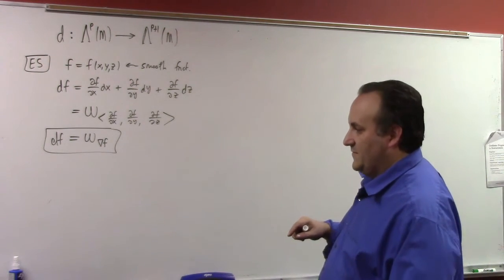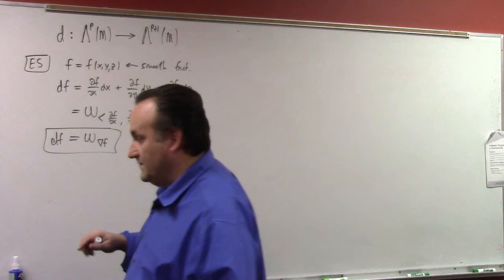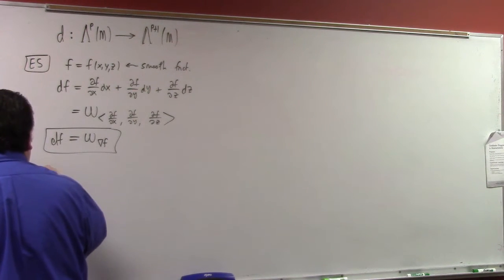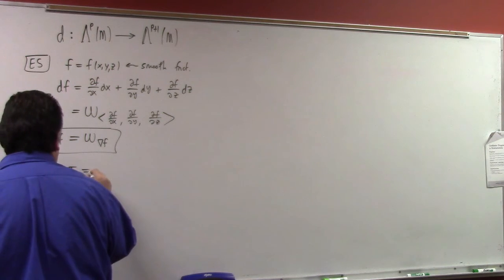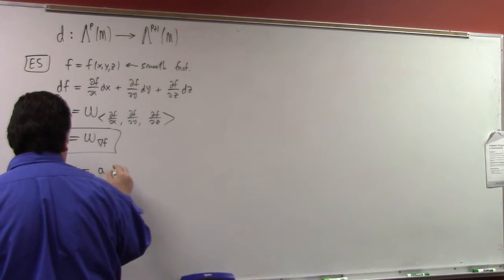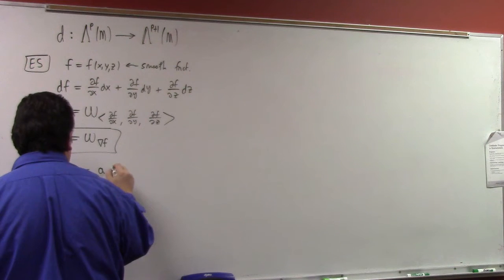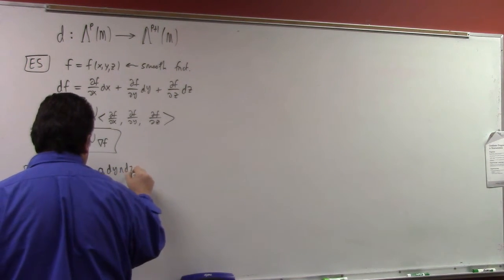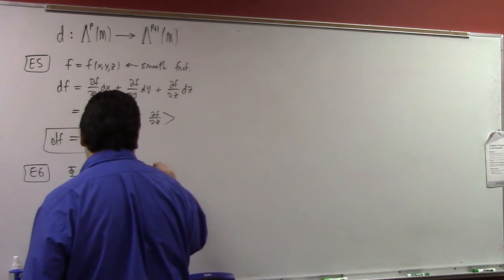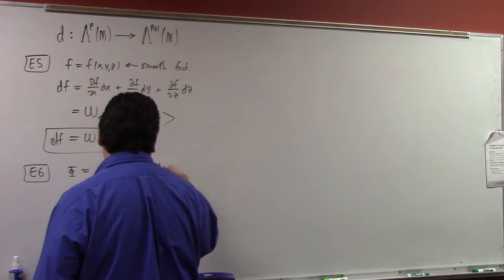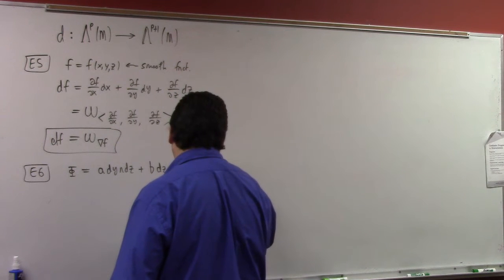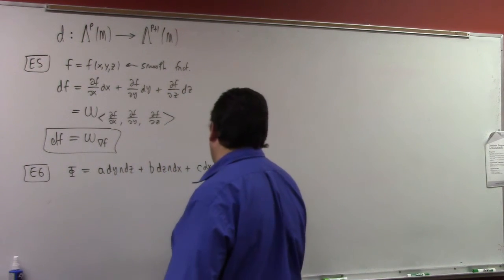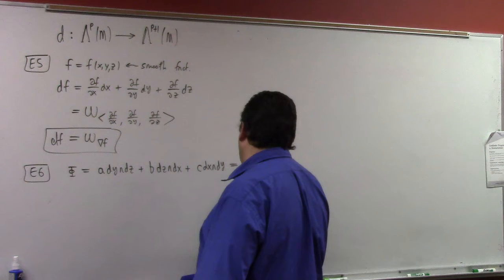So what if we differentiate the flux form? What would happen there? What's the flux form look like? The flux form of a generic vector field would be something like a times dy wedge dz plus b times dz wedge dx plus c times dx wedge dy, right? That specifically is the flux form of a, b, c, right?